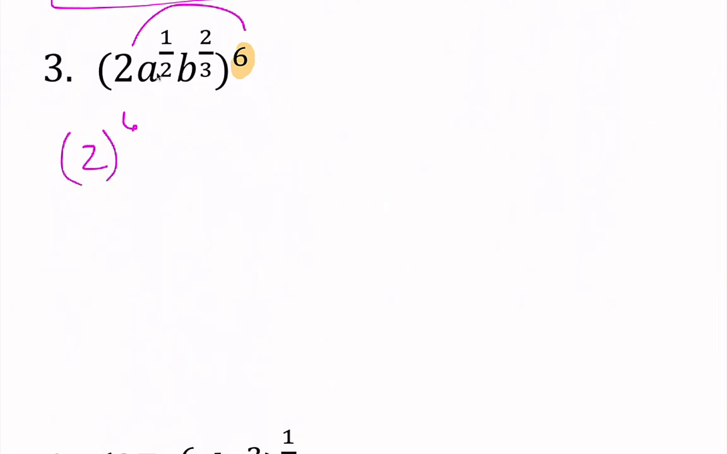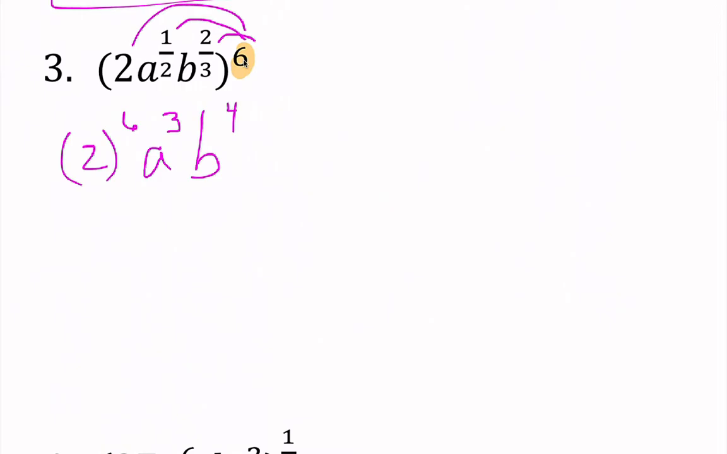So next I give it to the a. Well, a already has an exponent. So I know that this little parenthesis reminds me to multiply. I'm going to take this 6 and multiply it by 1/2. 6 times 1/2 is 3. Now I have to give it to b. b already has an exponent. So I take this 6 and I multiply it by 2/3. 6 times 2/3 is a 4.